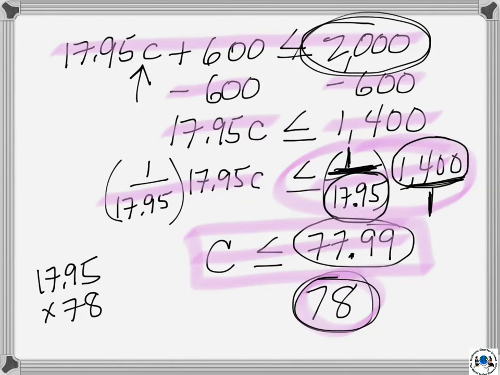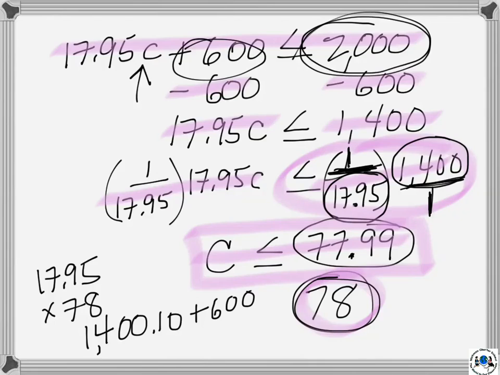Times 78 equals, so that comes out to be $1,400.10. Okay. Now, if I add, of course, that $600 in expenses to that, and you can see. If I add 600, which I know I can do without doing this, that's $2,000.10. Ooh, that is more than the budgeted $2,000.